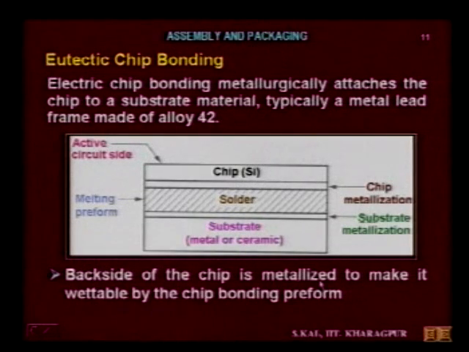Backside of the chip is metallized. Here the backside of the chip is metallized to make it wettable by the chip bonding preform. That is also one of the purposes of metallizing the backside of the chip. This metallization helps us to wet it by the chip bonding preform.